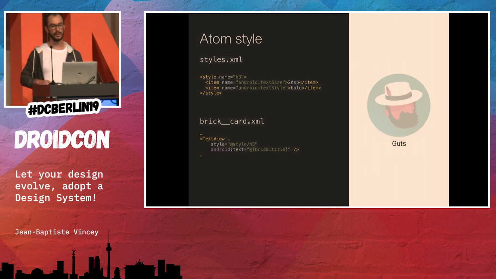So now, in order to build these bricks, we first have to set up atoms. So what represents an atom in our organization? An atom is basically composed of either an Android widget or a custom widget. So here, that would be a text view associated with a specific style. Here, this is a text style called H3 that was defined in the style guide. So it defines the text size and the text style.